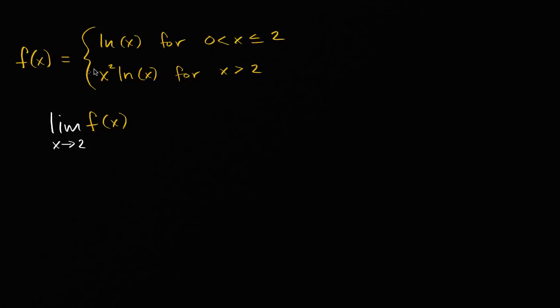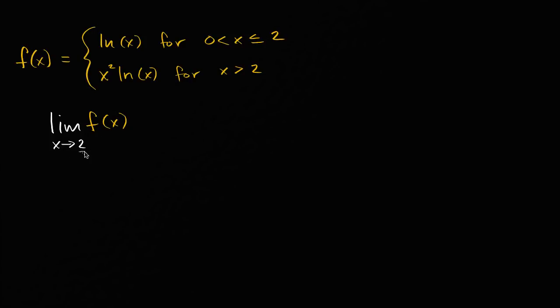So we've got this function f of x that is piecewise continuous. It's defined over several intervals here. For 0 less than x and x less than or equal to 2, f of x is natural log of x. For any x larger than 2, f of x is going to be x squared times the natural log of x. And what we want to do is find the limit of f of x as x approaches 2.